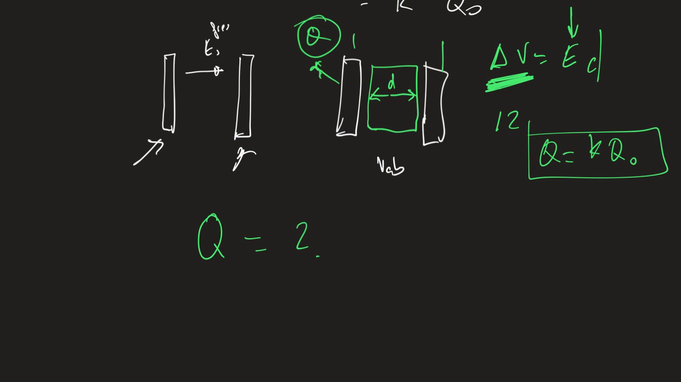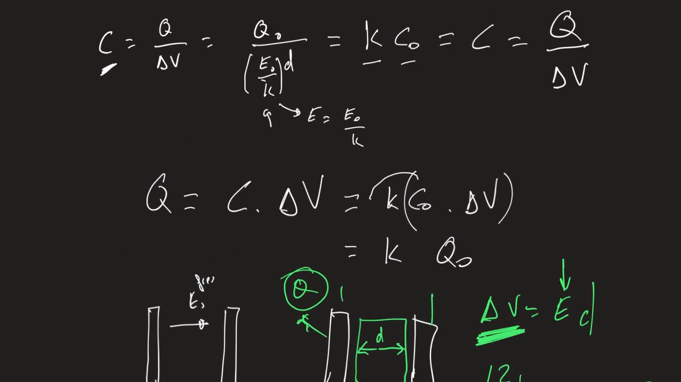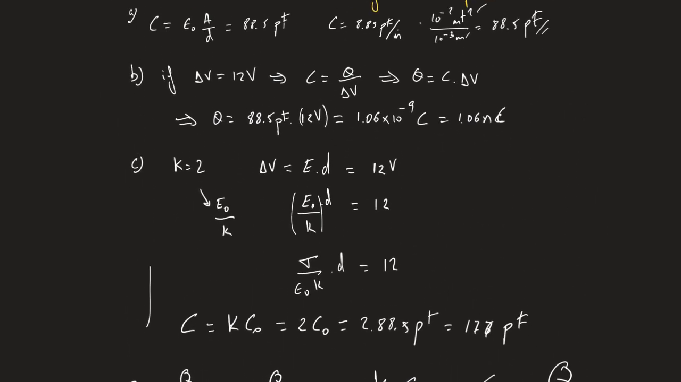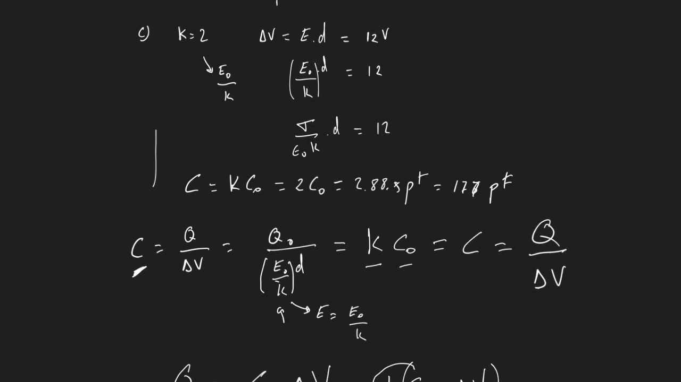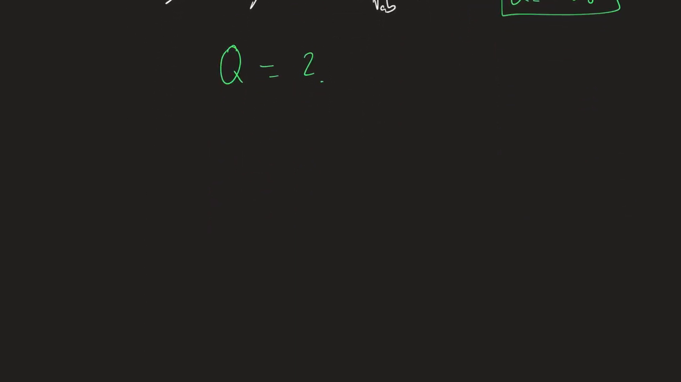As a result, the new charge Q is 2 times the old charge. The old charge was 1.06 nanocoulombs. So the new charge, when you place the dielectric in the capacitor and maintain the potential, is 2.12 nanocoulombs.